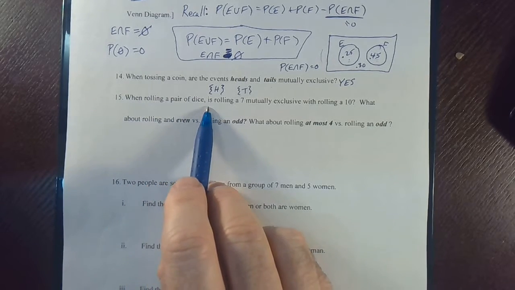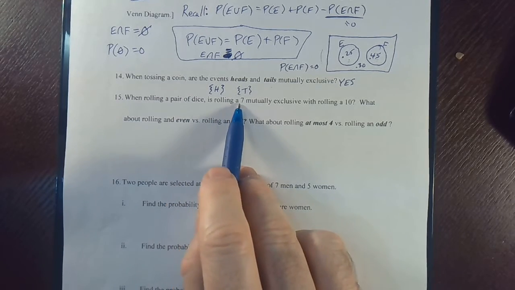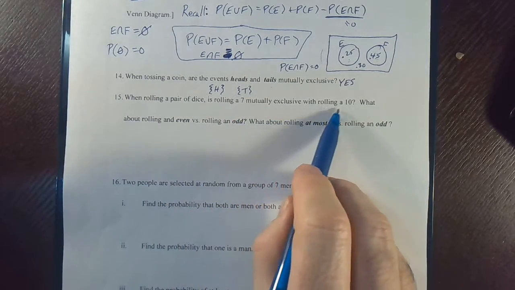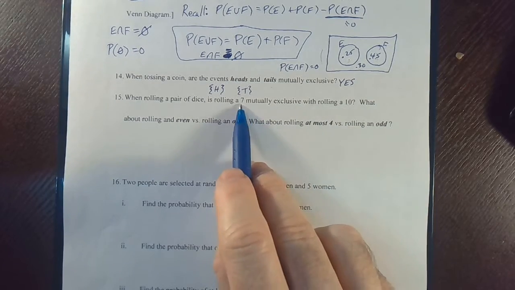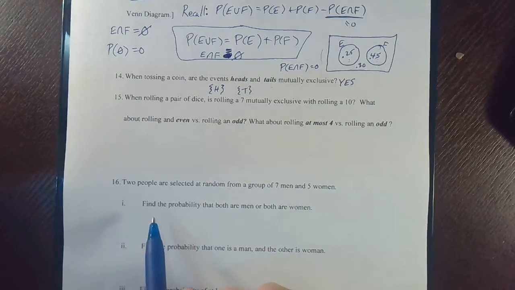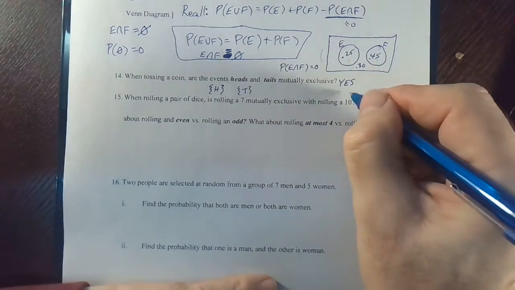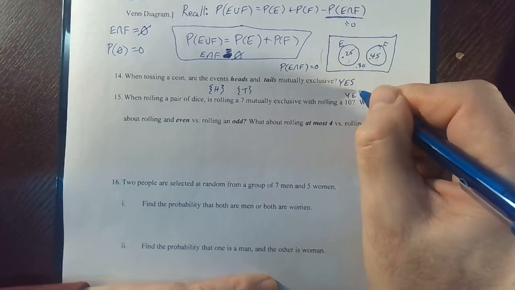When rolling a pair of dice, remember what you do when you roll a pair of dice, we add up the 2 numbers that are showing. Is rolling a 7 mutually exclusive with rolling a 10? Well, that should be easy to say, of course. Is it possible that you could roll 2 dice and they both add up to 7 and 10 the same time? No. Of course, that's a yes.